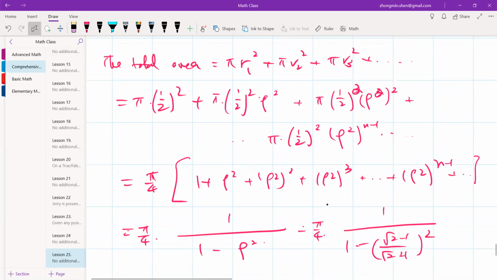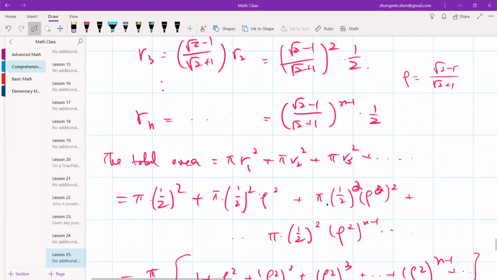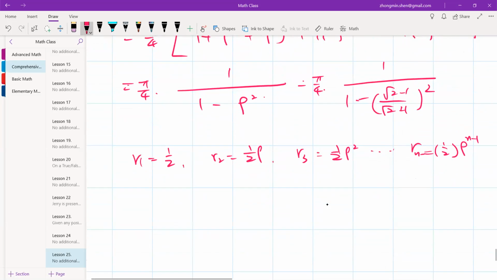Yeah, be careful, each radius is expressed in the form like that. R_1 equals 1/2, R_2 equals 1/2 rho, R_3 equals 1/2 rho squared, and R_n is going to be 1/2 times rho to the n minus 1. Then you have to square, don't forget, yes, square. So now let's simplify. What can you get for rho squared?